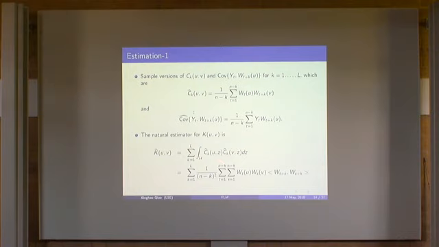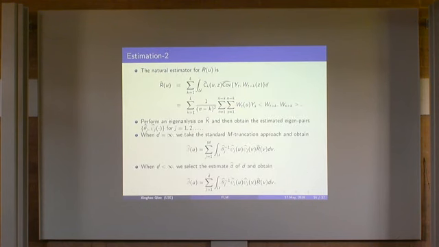So you just substitute C by C hat. Then it can be written in this form. And especially for R, we can also have the formula for that. After that, we perform the eigenanalysis on K hat, and then obtain the estimated eigenpairs. Then we substitute the true eigenpairs by the estimated eigenpairs.